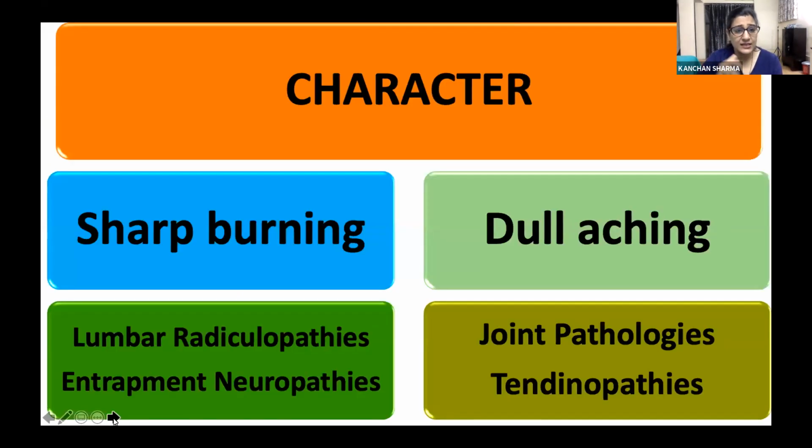Character of the pain. When we say sharp shooting pain, think of all the radiculopathies. Though the entrapment neuropathies are not very common in the knee, except the saphenous one, and that too itself is very rare. So think of radiculopathies when the patient is complaining of a pain of that kind. Dull aching will always be from the joint pathologies or from the tendinopathies.